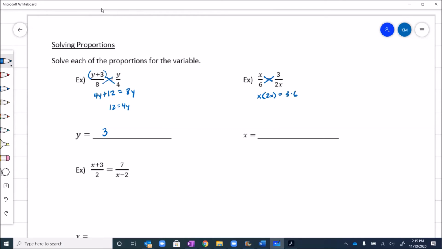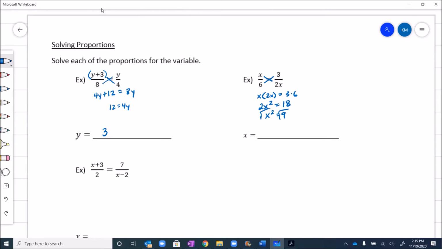Okay, and so we can simplify this as we multiply this. This gives us 2x squared equals 18. We need to solve for x, so I'll divide by 2 on both sides. I get x squared equals 9. And then to find the value of x, I need to get rid of the square, so I'll take the square root of both sides.